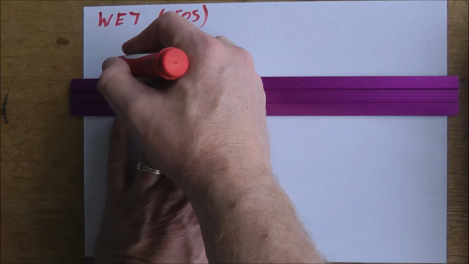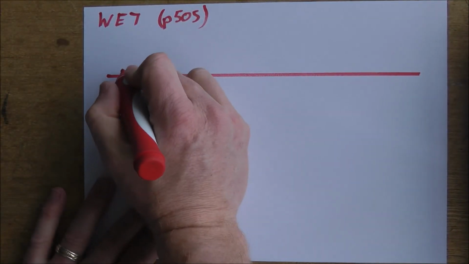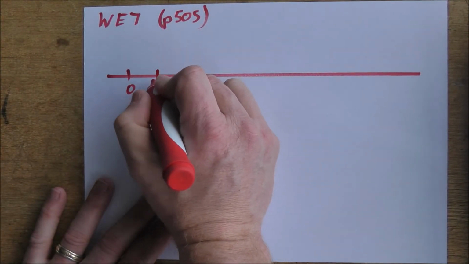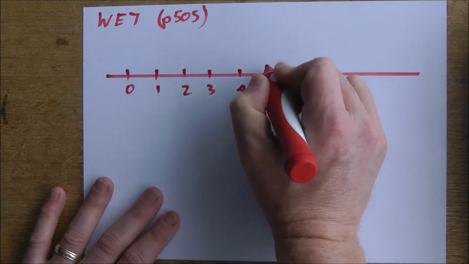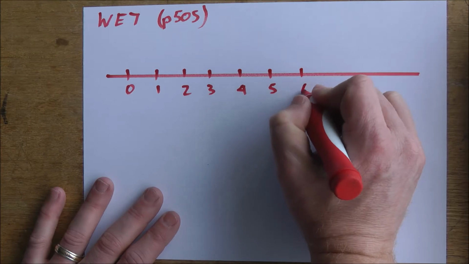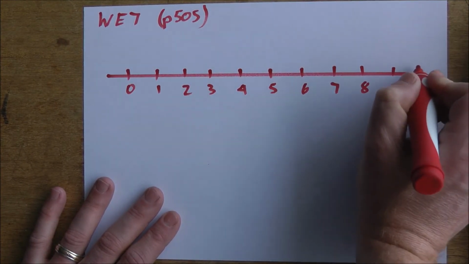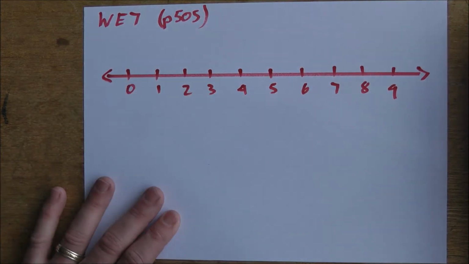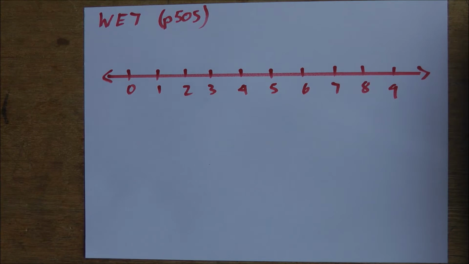Draw my number line, and we put our numbers on. 0, 1, 2, 3, 4, 5, 6, 7, 8, 9. It's a number line, it could continue, although it's not going to go below 0 in this case. And all we do is we run through our data and we put some dots on there.